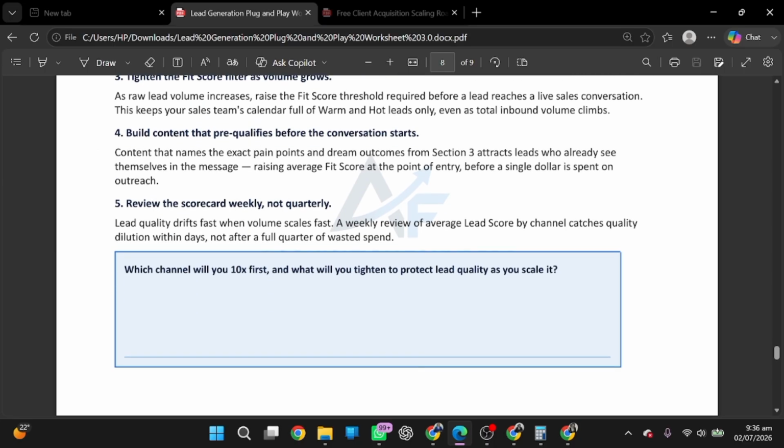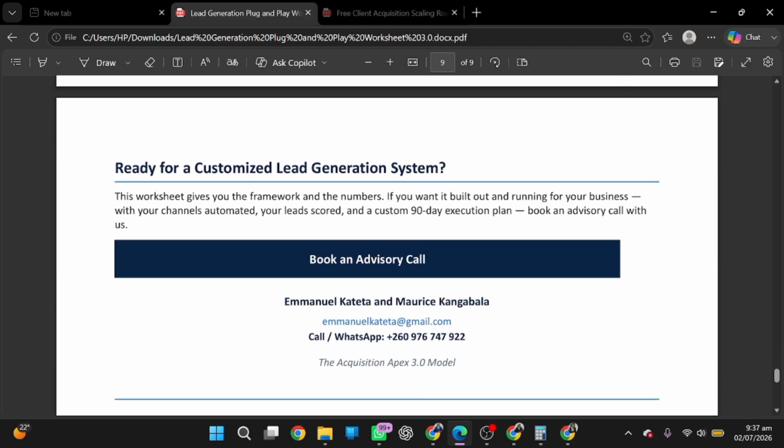Build content that pre-qualifies before the conversation starts. Content that names the exact pain points and the dream outcomes from section 3 attracts leads who already see themselves in the message, raising average fit score at the point of entry before a single dollar is spent on outreach. Number 5, you want to review the scorecard weekly, not quarterly. Every single week, review your scorecard.